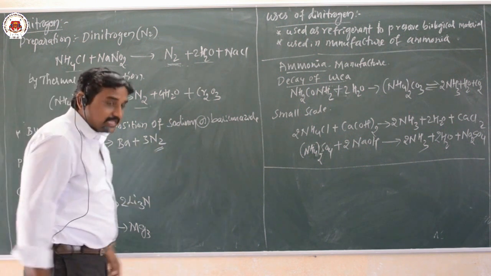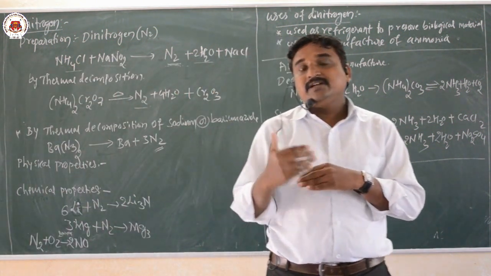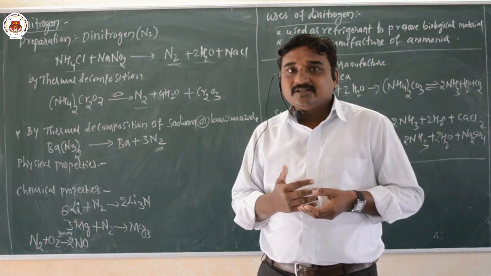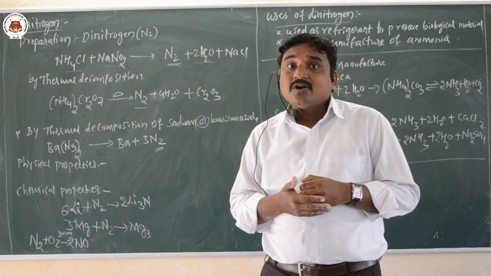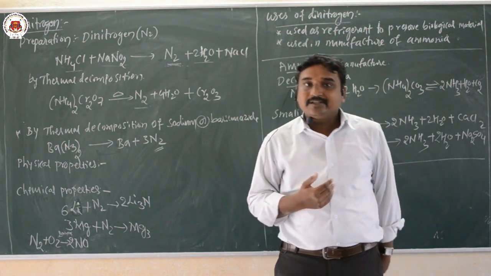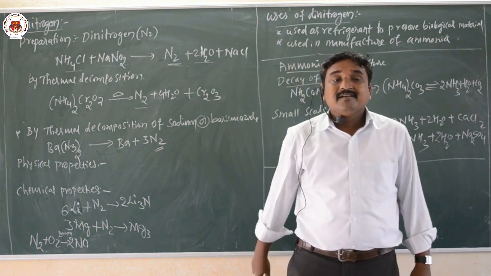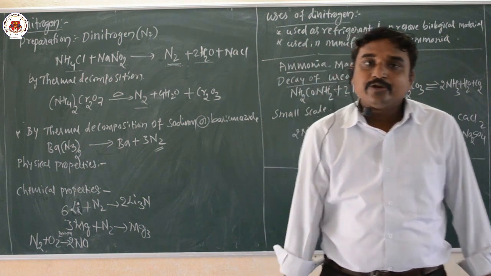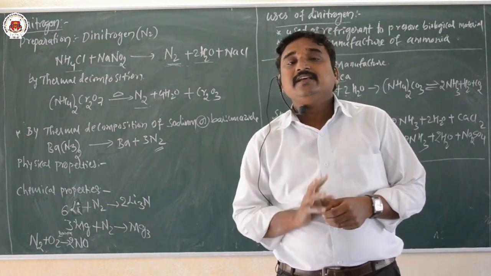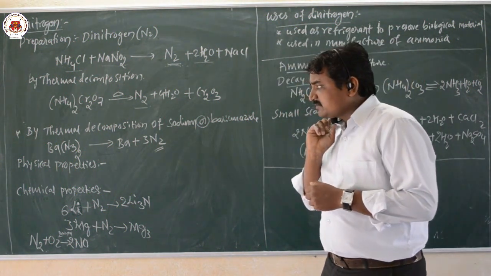So there are 3 methods for the preparation of dinitrogen: the thermal decomposition of azides, barium or sodium azides, giving dinitrogen; the thermal decomposition of ammonium dichromate, giving dinitrogen, which is the second method; and the first method, the reaction of ammonium chloride and sodium nitrite, giving dinitrogen. So totally there are 3 methods for the preparation of dinitrogen.